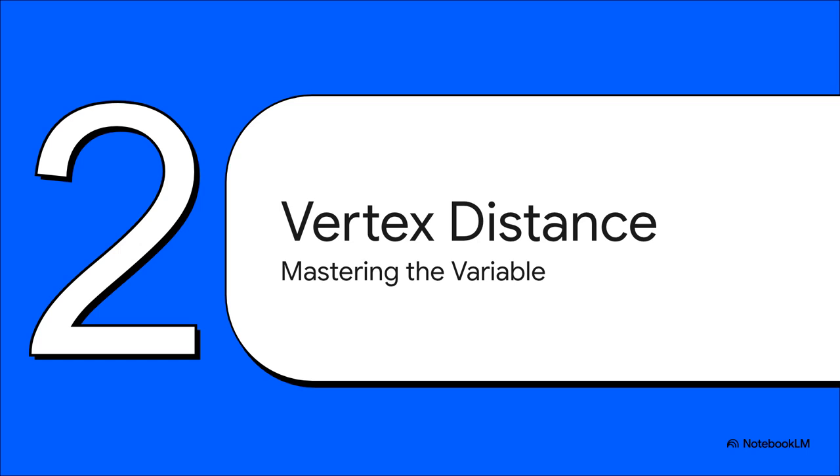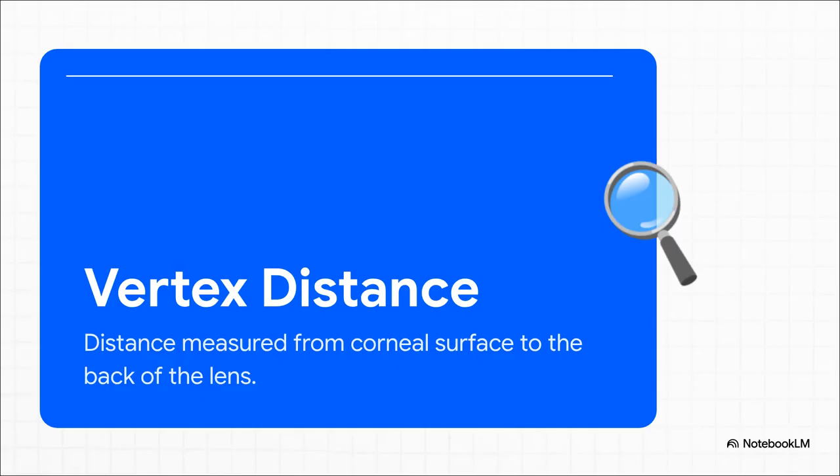Moving right along to part 2, mastering vertex distance. So, what exactly is vertex distance? Well, it's not just some trivial measurement. It's the actual physical distance measured precisely from the anterior corneal surface to the back of the corrective lens. That precise specificity is exactly what trips residents up on oral boards. This physical distance is the missing link.